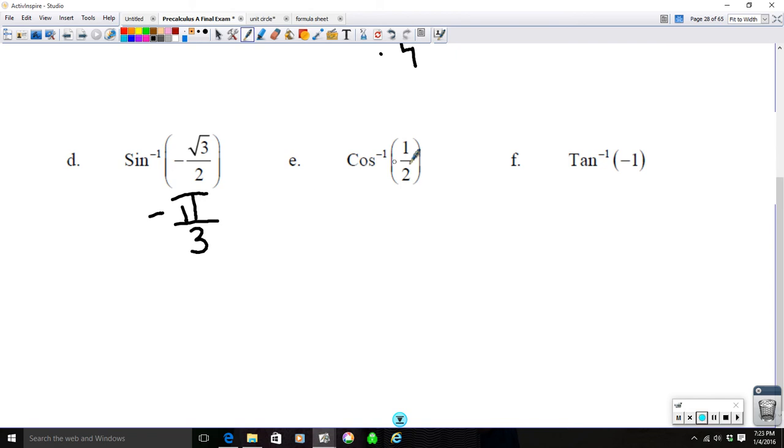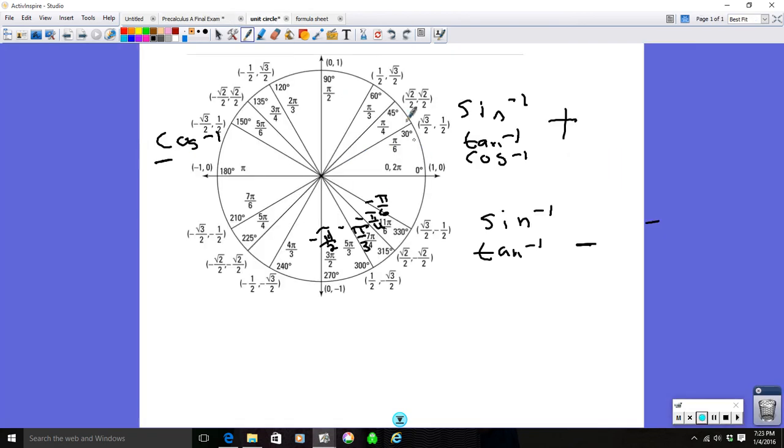Letter E, when cosine inverse is positive 1/2. So cosine inverse is positive in quadrant number 1. So what's the angle when cosine is 1/2? Well, that angle is going to be right here, pi over 3.